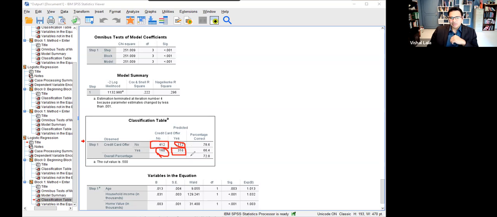So 412 plus 316 gives us 728, which divided by 1,000 gives us 72.8%. The accuracy of our model is 72.8%. It is worth noting here that the classification of what qualifies as a yes or no for prediction is based on a cut value of 0.5. More specifically, if our predicted probability was 0.7, we would predict that person as being a yes, and 0.4 as a no.